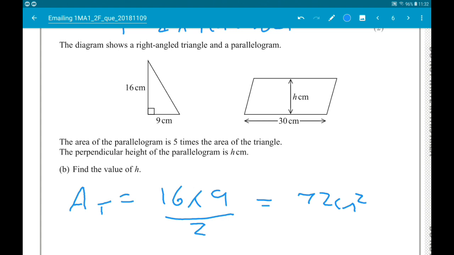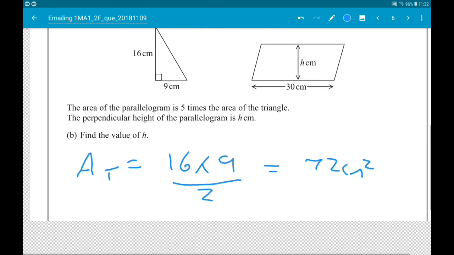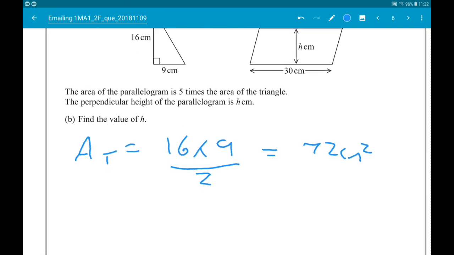Okay, now the question tells us the area of the parallelogram is 5 times the area of the triangle. So the area of the parallelogram is 5 times 72 centimetres squared. Which is 360 centimetres squared.